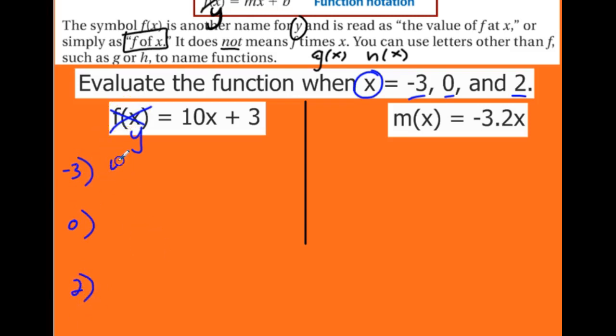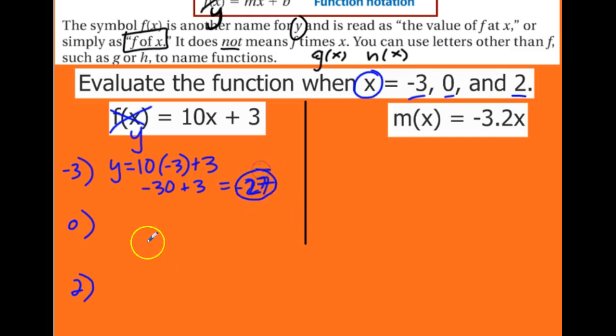So first it says y equals 10 times x, and x is going to be -3, plus 3. Well, 10 times -3 is -30. And -30 plus 3, there are more negatives. It's not -33 because this is a positive. It's really -27. If you're not sure, plug it in your calculator.